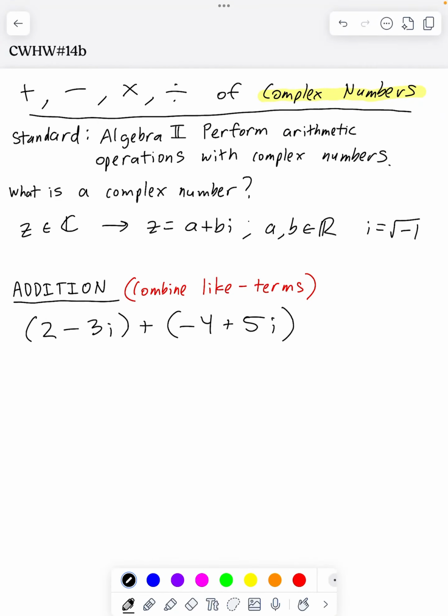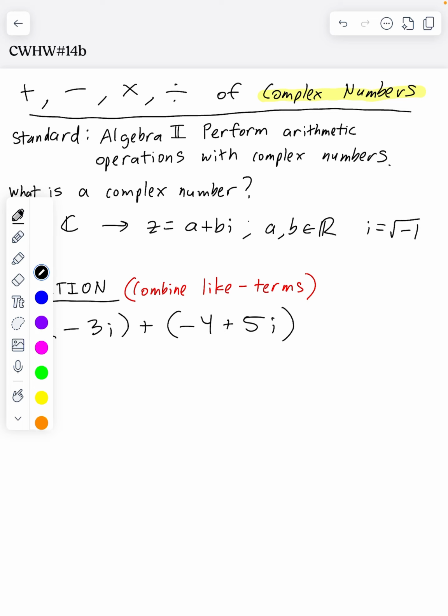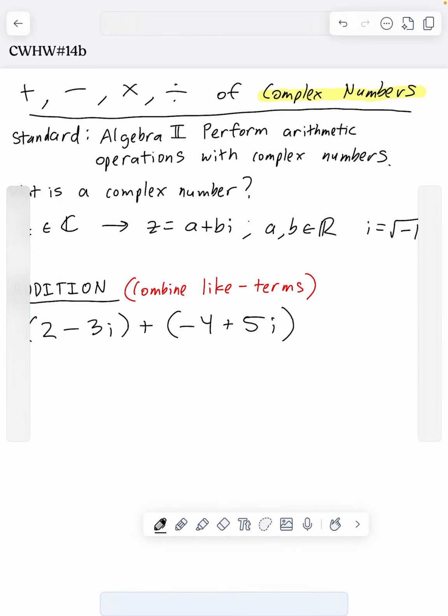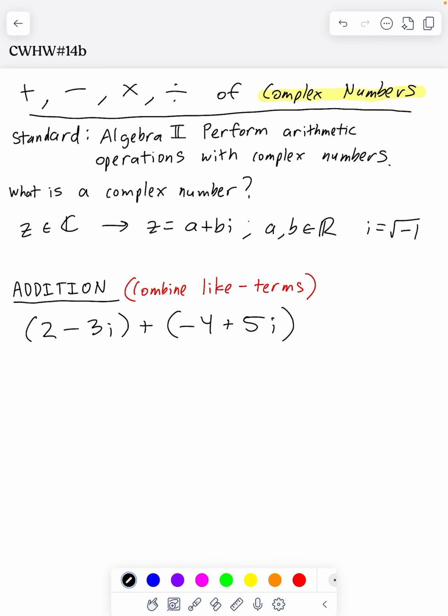In this video, we're going to be doing arithmetic of complex numbers. Now, arithmetic, we have our four arithmetic operations. Four arithmetic operations are addition, subtraction, multiplication, and division. And complex numbers are a special kind of number.